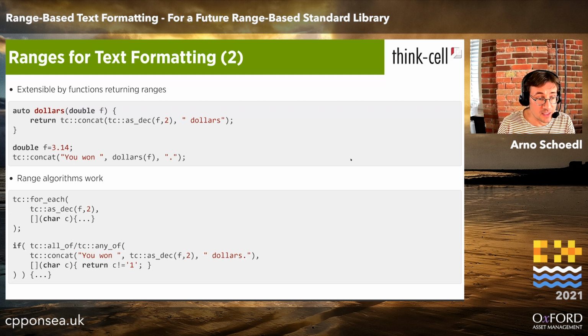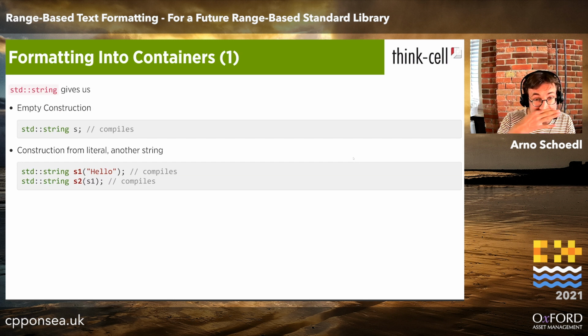Now, to be clear, all the range algorithms will work. So you can do a for each on the asdec, for example, and you would get the individual characters of this printed double. Algorithms like all of, any of, they all work as well. It's just a range. Any tool that you want to use will just work.